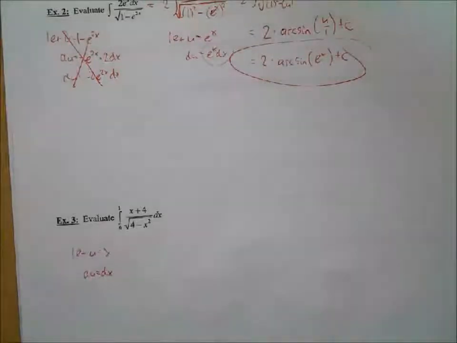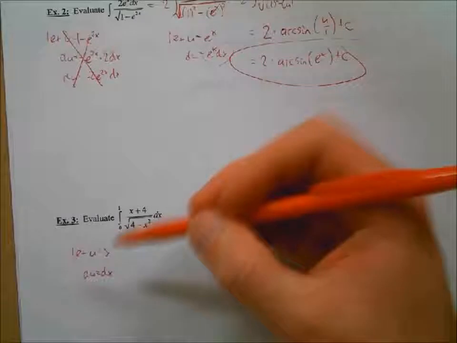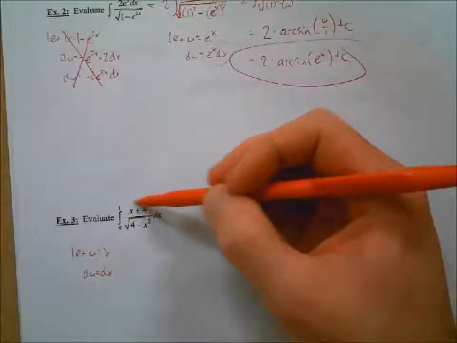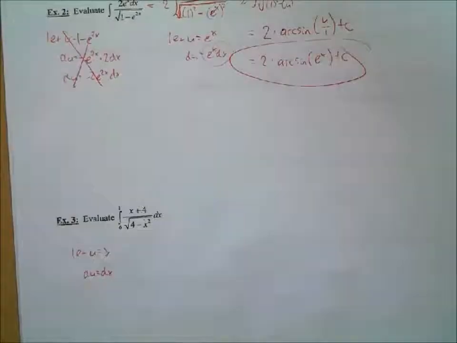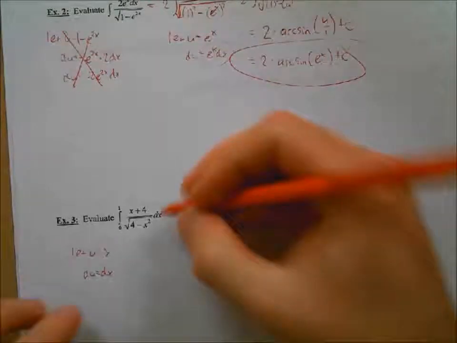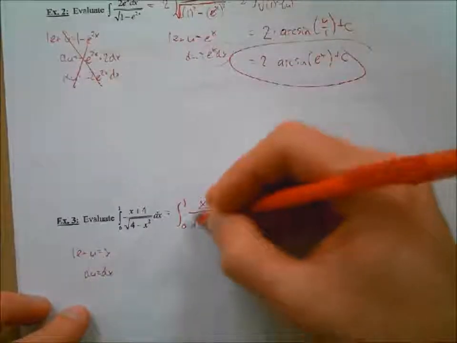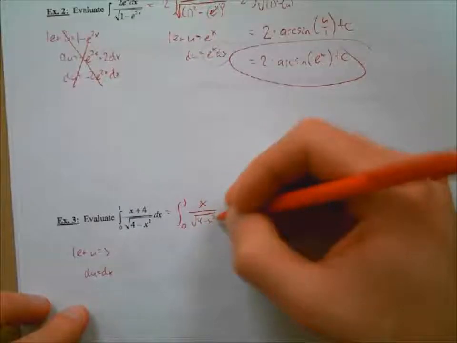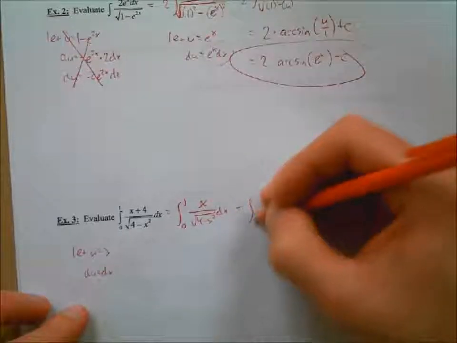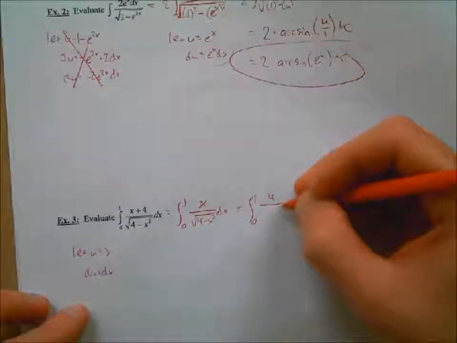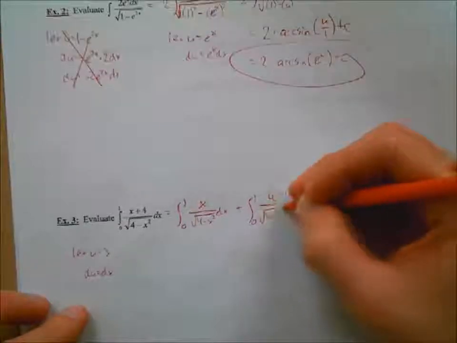But we have a problem. We don't have just dx here. We have x plus 4. So you're kind of right about arc sine here. What do we need to do with our numerator? Split up our numerator. Exactly right. So this is equal to the integral from 0 to 1 of x over the square root of 4 minus x squared dx plus the integral from 0 to 1 of 4 over the square root of 4 minus x squared dx.